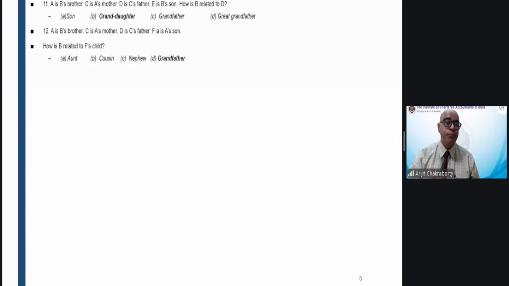So here we see, how is B related to F's child? Child is at the lowest level, then an arrow, you reach F, because F is the father of F's child. So F is also male. F is the father of the child, and F is the son of A, and A and B are brothers. So automatically it transpires that the child's grandfather is B. In fact, A and B both are considered grandfathers of the child. So this is question number 12. I hope you could understand and solve it.